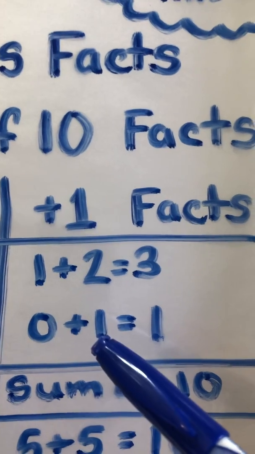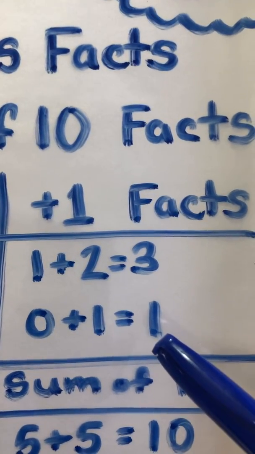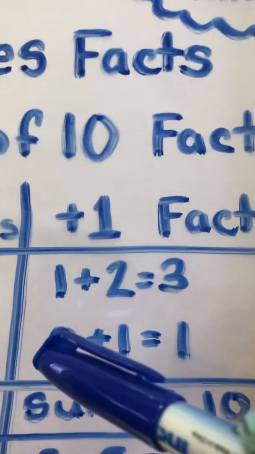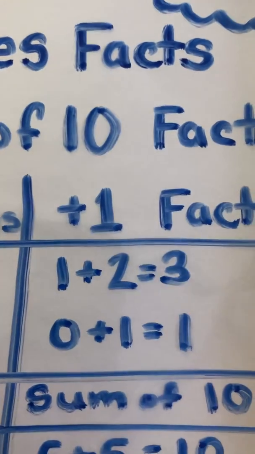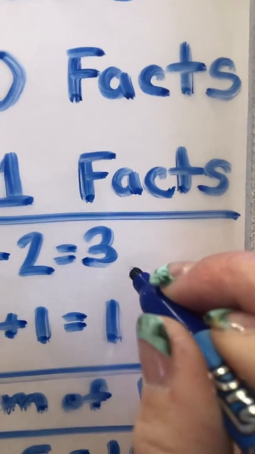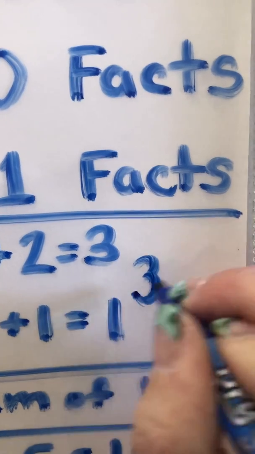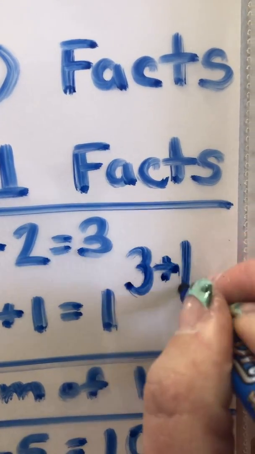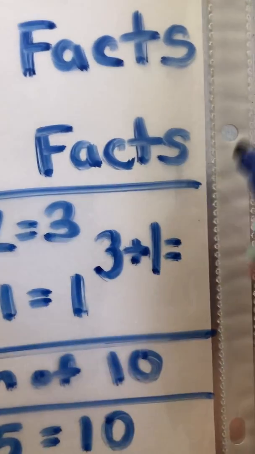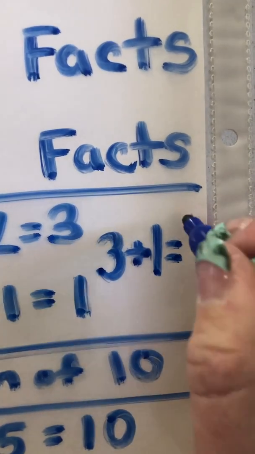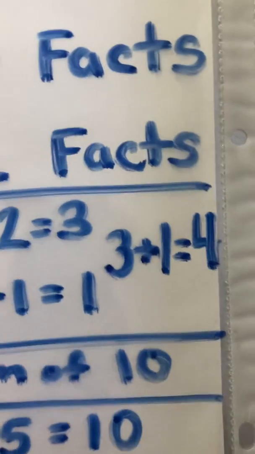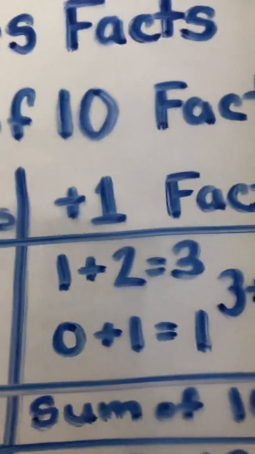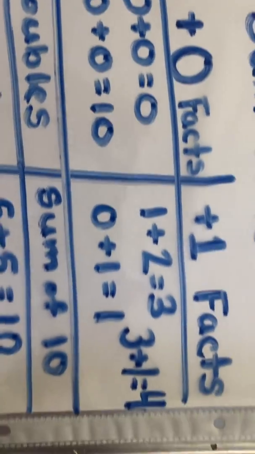3. 1, 2, 3. 3 is one more than 2. 0 plus one more is 1. Again, you're just counting up from 0. If we had 3 plus 1, the answer is going to be one more than 3. What's that going to be, everyone? Yes, 4 is the correct answer. So those are plus zero facts and plus one facts.